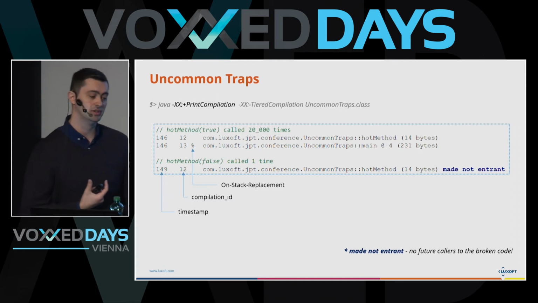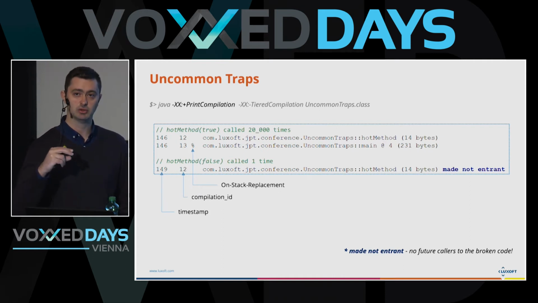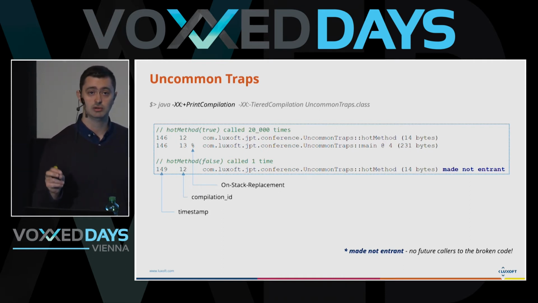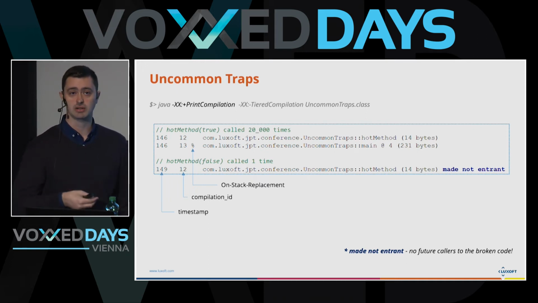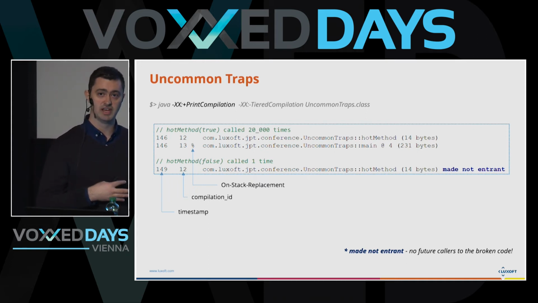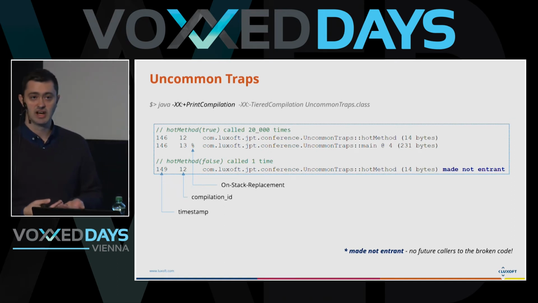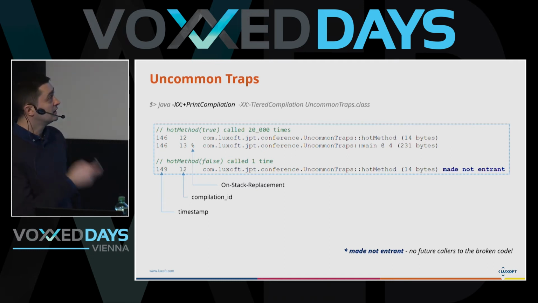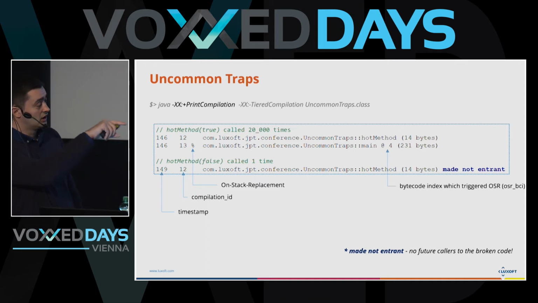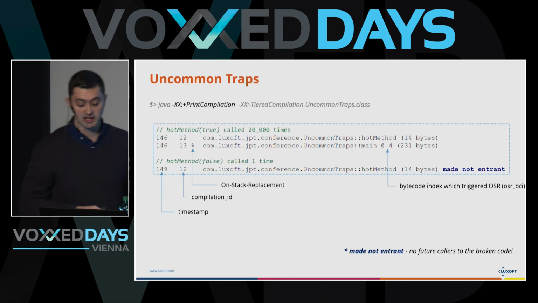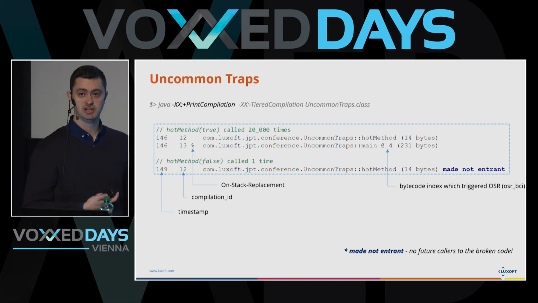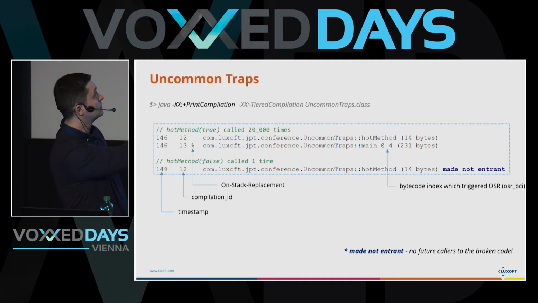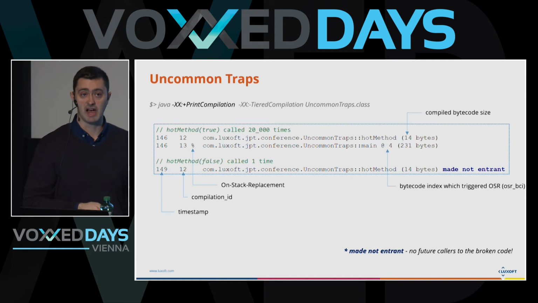What's on-stack replacement? For example, if you have a method and inside that method you have a long-running loop, that long-running loop could trigger the compilation for that method. This context is the context of on-stack replacement. What happens during the runtime, the stack frame is replaced by a native stack frame on the stack. Another thing is this around 4, which is mainly the bytecode index which triggered the on-stack replacement. So it corresponds to this percentage and the number of bytes that got compiled.